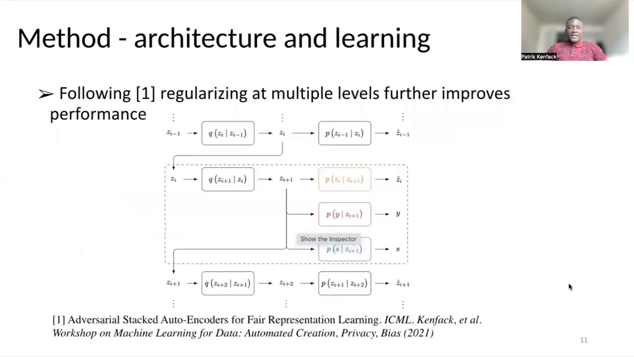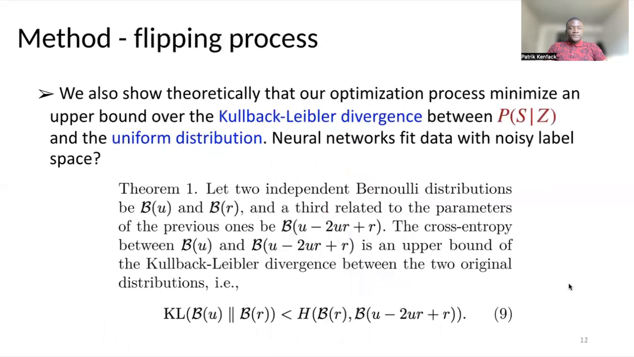We also show that if we regularize at multiple levels, we can even improve the performance further. Here, the intuition is that different layers of the neural network can encode different information. So therefore, if we regularize these levels in a hierarchical fashion, we show that this further improves the performance.